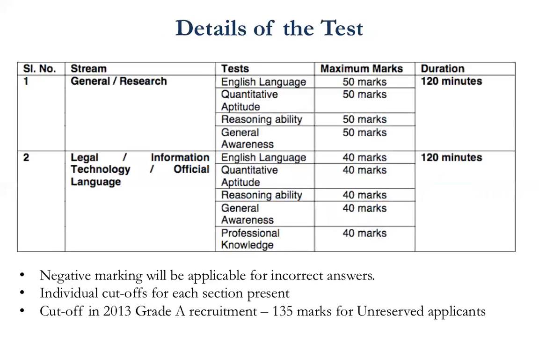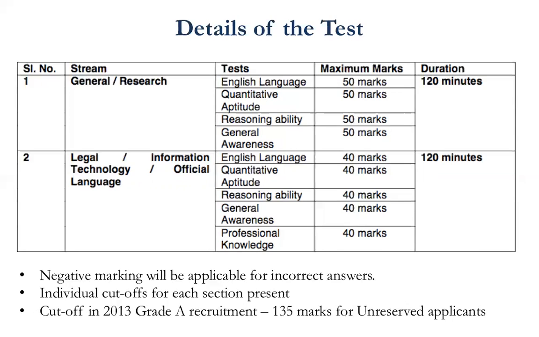Coming to the details of the test. For the general or the research team, there are 4 sections in the test: the English language, the quant, the reasoning, and the general awareness part. All of them carry the same number of marks, 50 marks each. That means 200, and one question carries 1 mark. So that means there are 200 questions to be solved in 120 minutes.